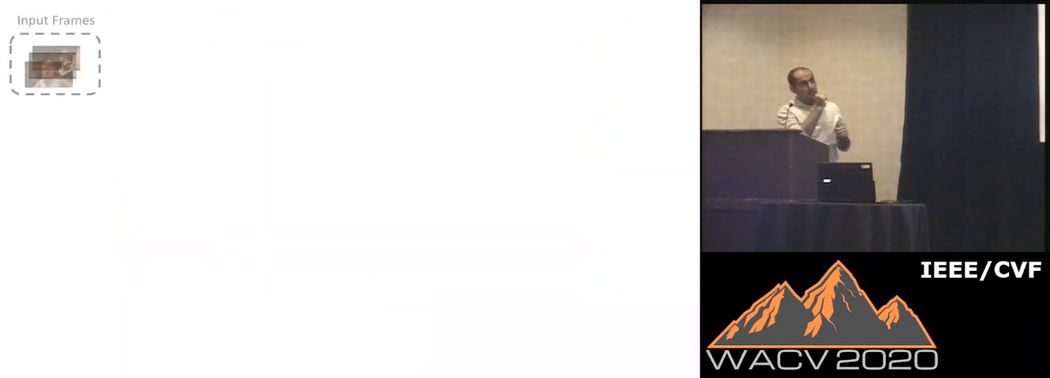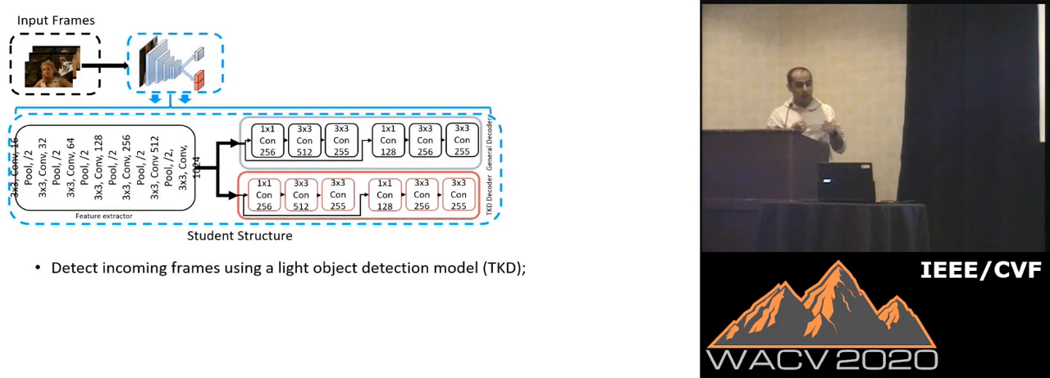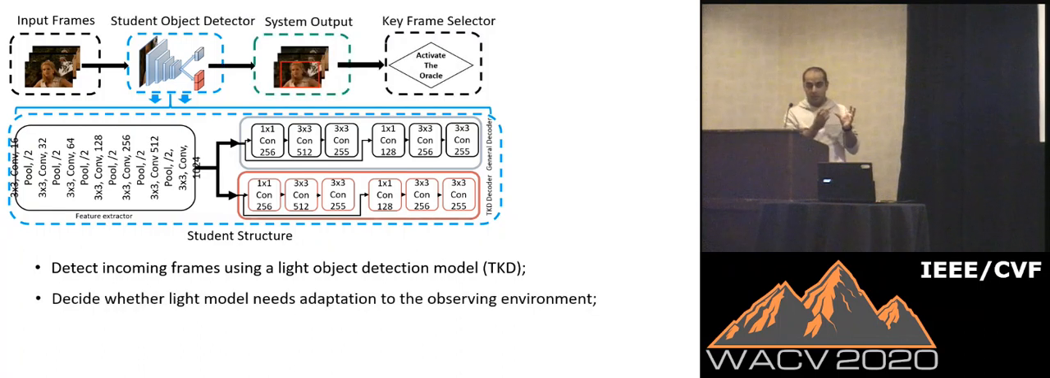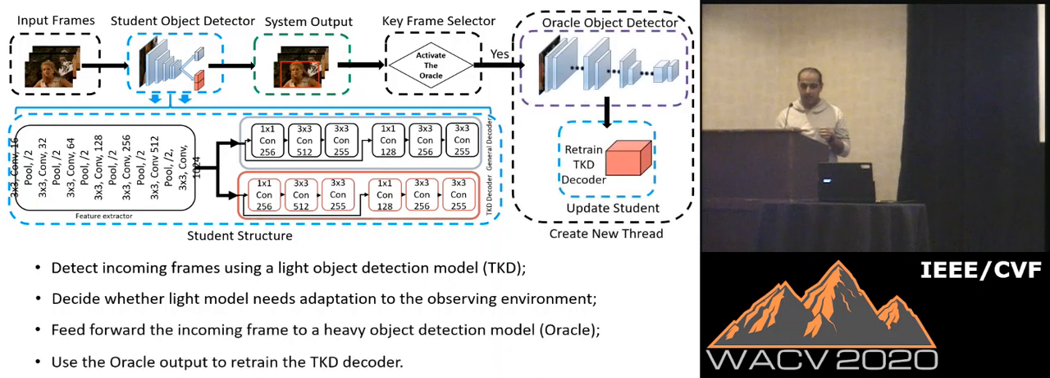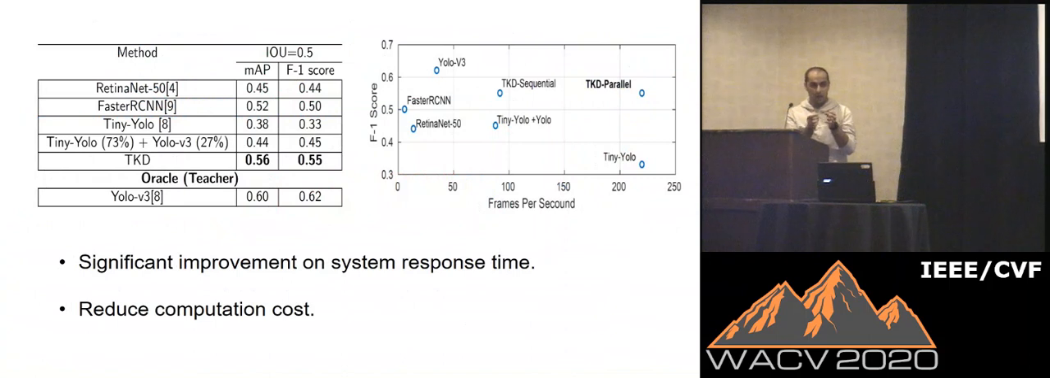So here you can see the method we are using. The input frames come to the shallower model. Here you can see the structure of the shallower model that we have used. And we have a mechanism to detect whether we have a transition in the environment or not. If we have a transition, this is the time that we call a deeper or oracle model to run, and we use this knowledge to update the shallower model and transit it to the new environment.